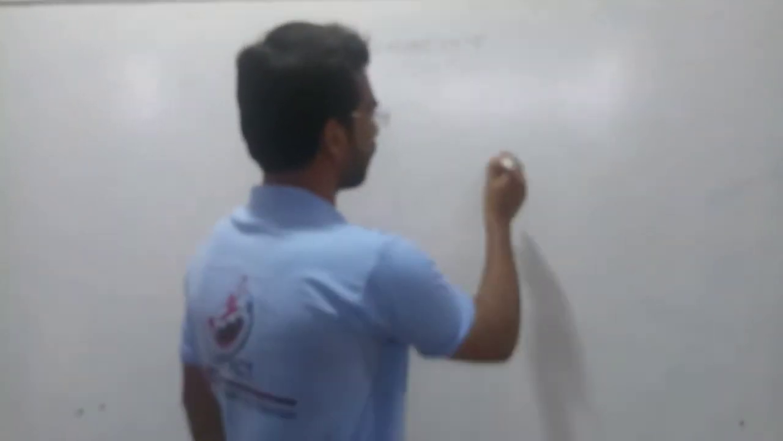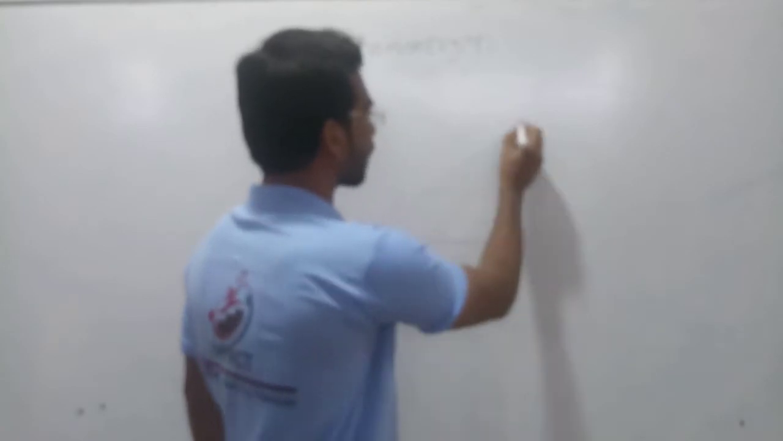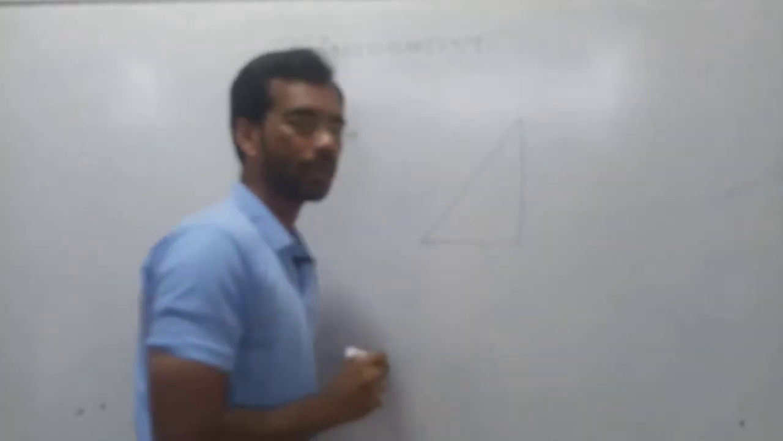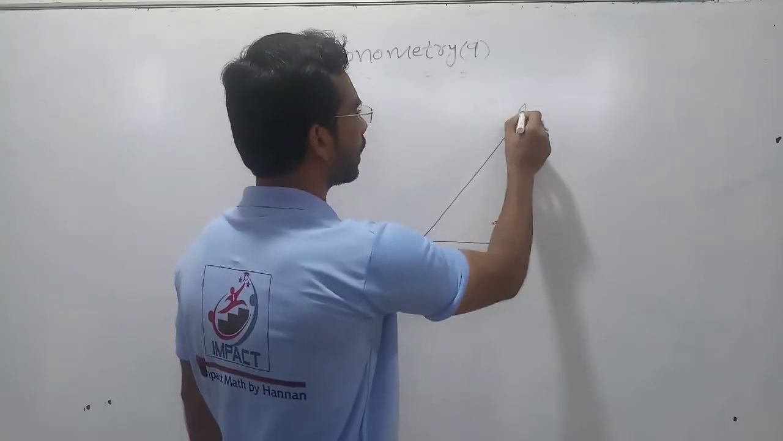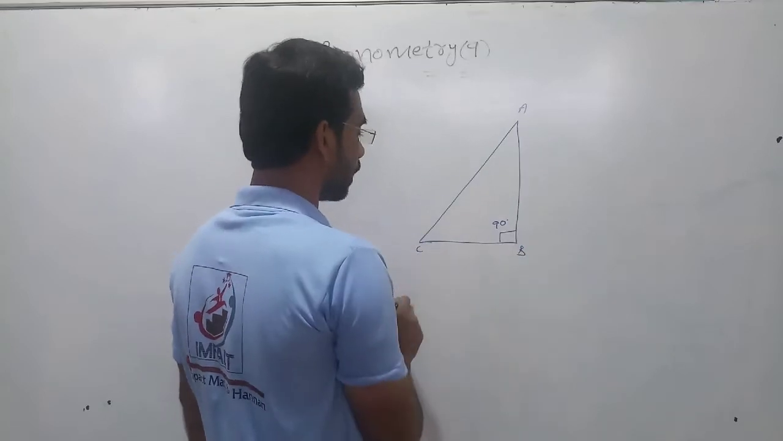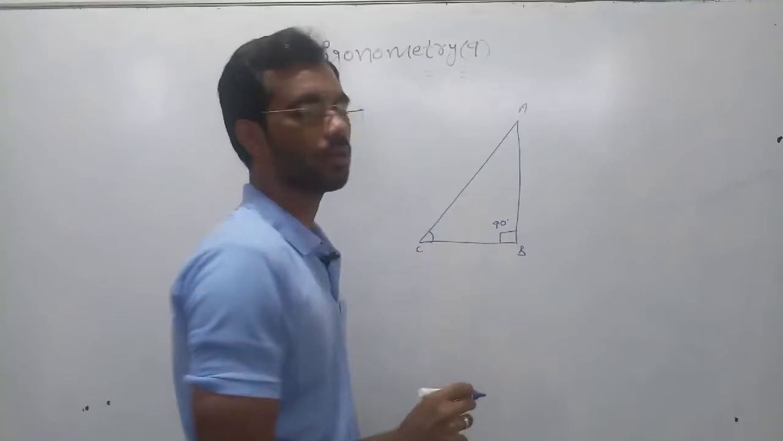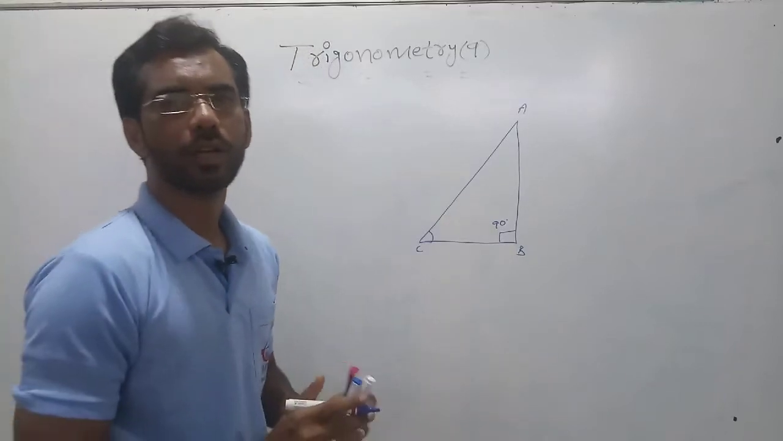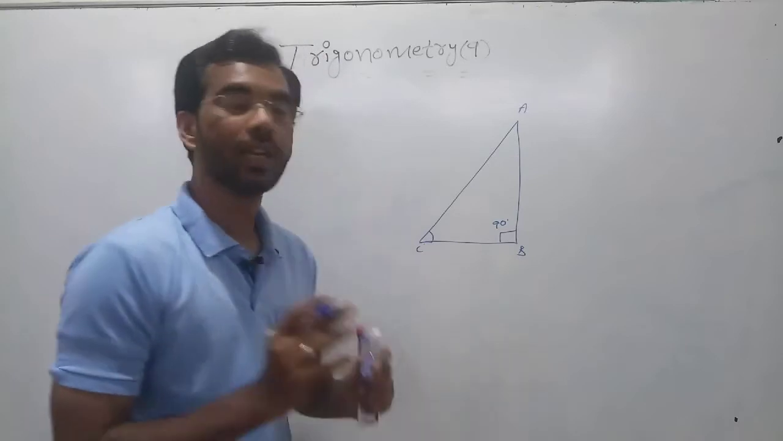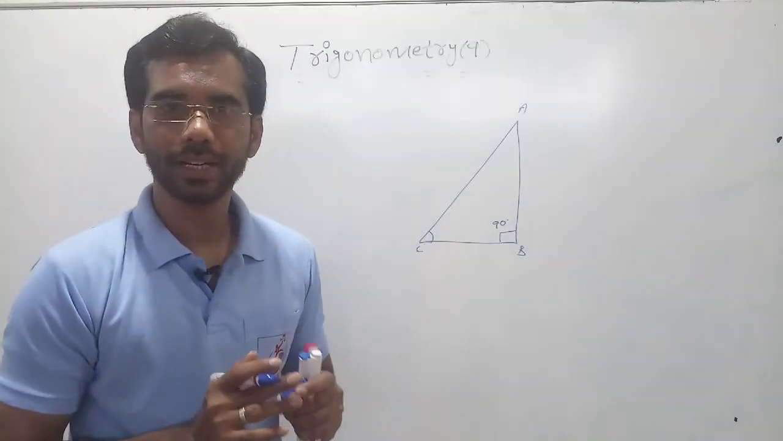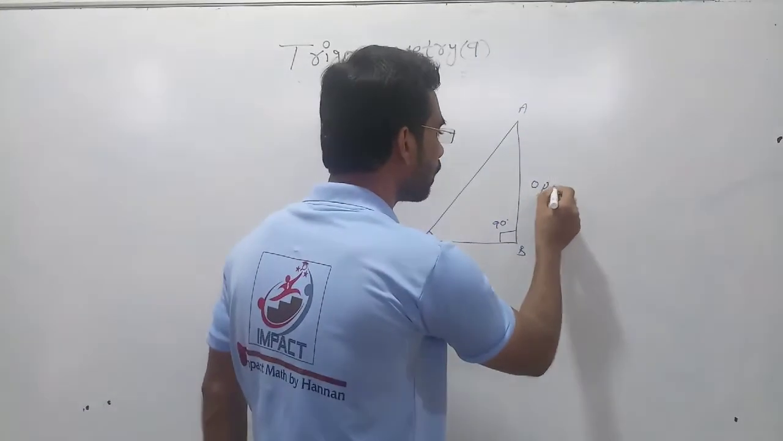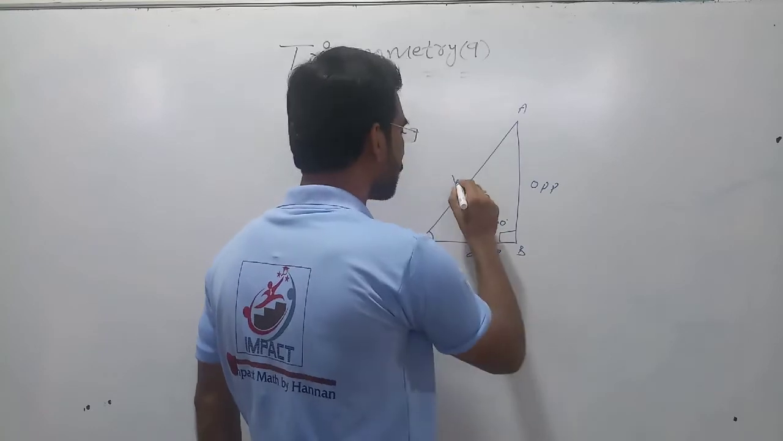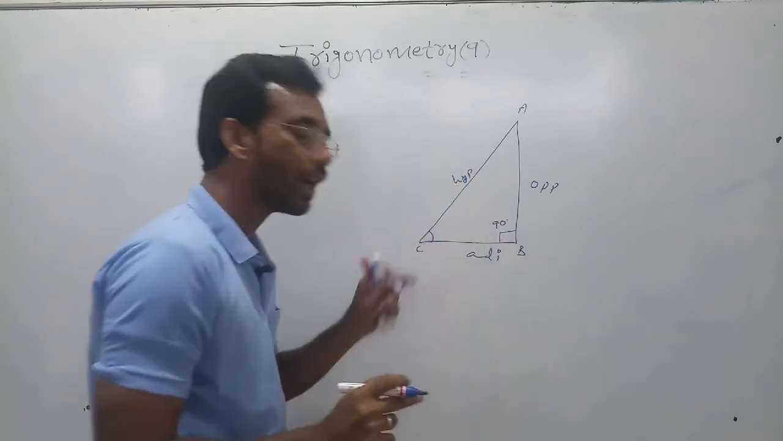For this we should take one right angle triangle. Okay, it is a right angle triangle. That means one of the angles will be exactly 90 degrees, and let the vertices be A, B and C. Now you take this angle as the acute angle. Now we should make this angle 90 degrees. If we are using this angle, this side will be the opposite, this will be the adjacent and this will be the hypotenuse. We should make this angle 90 degrees.